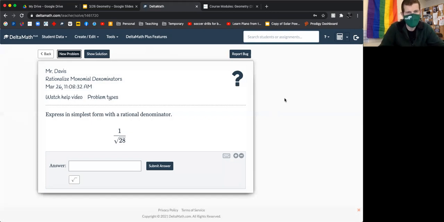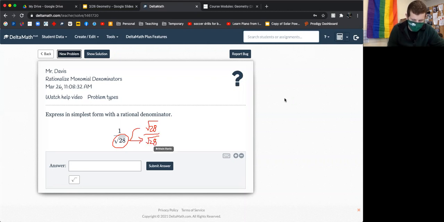1 over the square root of 28. And the key thing is we never leave a radical in the denominator. It can be in the numerator. And what we want to do here is see whatever is in the denominator, and I want to take that and put it into a fraction where it is both the numerator and the denominator. So I want to have the square root of 28 over the square root of 28.